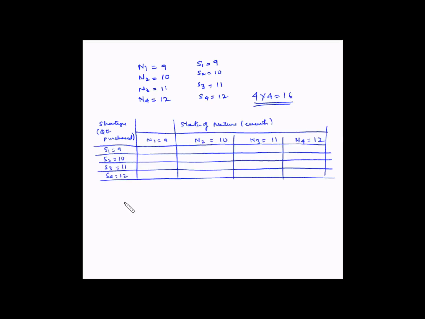There can be two scenarios here. One, that the demand is higher than the quantity purchased. So for example, suppose our demand is 12, but we have stocked only 9. So that is the first scenario. Second scenario could be that our demand is less than the quantity purchased. So suppose N is 9, that is our demand is 9, and we have purchased 12 magazines.